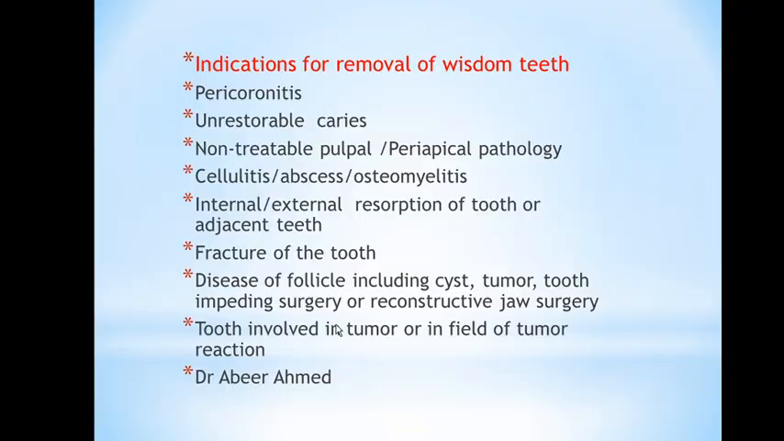Indications for removal of wisdom teeth. If a patient comes to the clinic and he has pericoronitis, we're going to see how it looks on a slide. Unrestorable caries, that cannot be restored. Non-treatable pulpal or periapical pathology, cellulitis, abscess, osteomyelitis, internal or external resorption of the tooth or adjacent teeth, fracture of the tooth, disease of follicle including cyst, tumor, tooth impeding surgery or reconstructive jaw surgery, tooth involved in tumor or in a field of tumor resection.